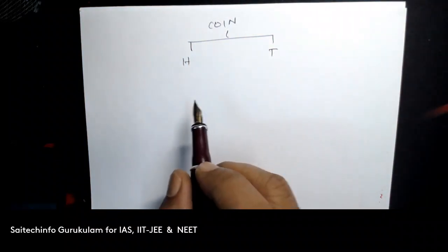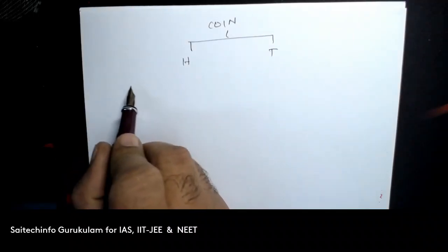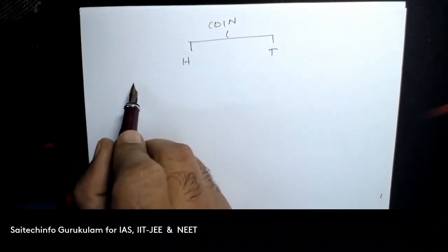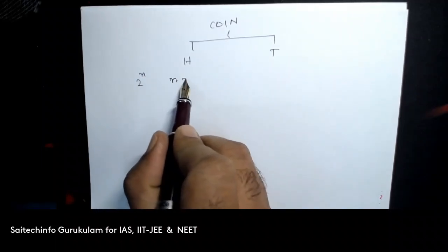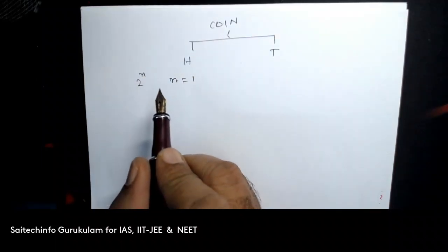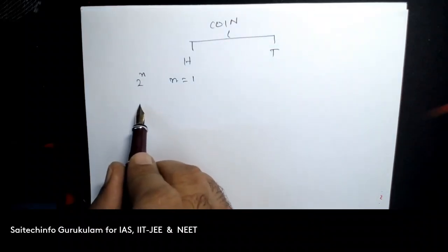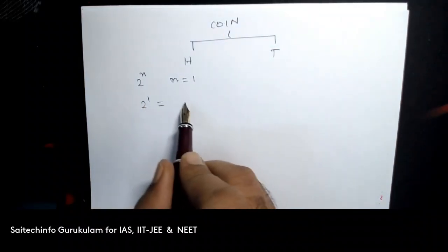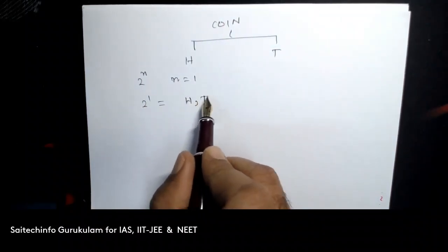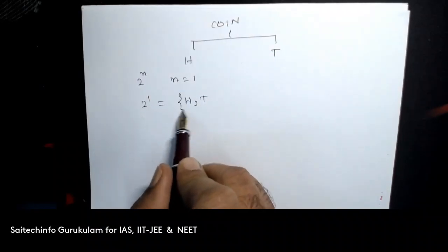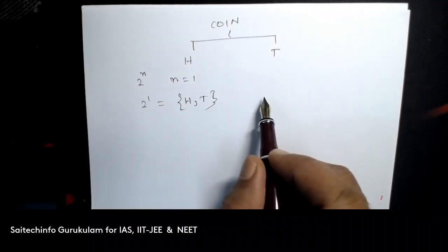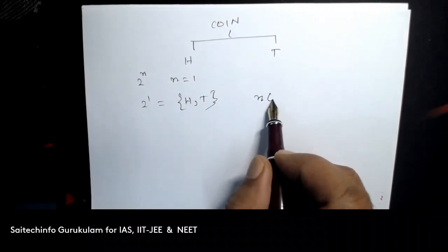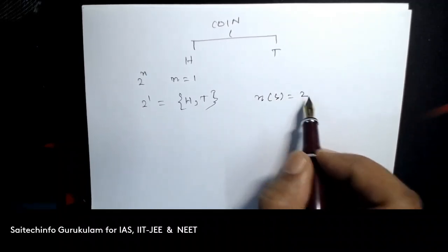Suppose there is a general formula for this. If you use one coin, the formula is 2 power n, where n is equal to 1 for a single coin. So for a single coin, 2 power 1, that is head or tail. These are the total sample space elements. The number of sample space elements is equal to 2.